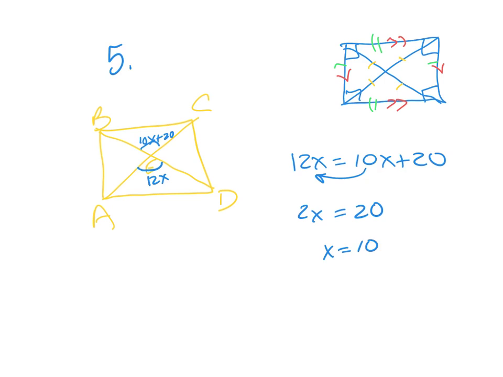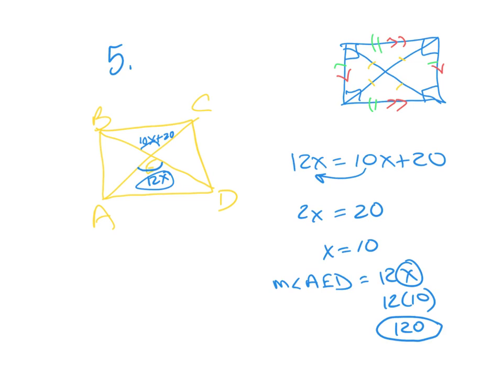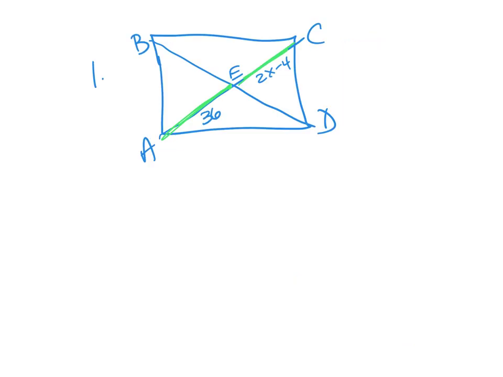Why can't you just do 22x? So if they want the measurement of angle AED, we know it's 12x, and we know x is 10, so it's 12 times 10, which is 120. That's the answer they want. They don't want the 10. They give us the two pieces of that diagonal, right? Now go to the picture.